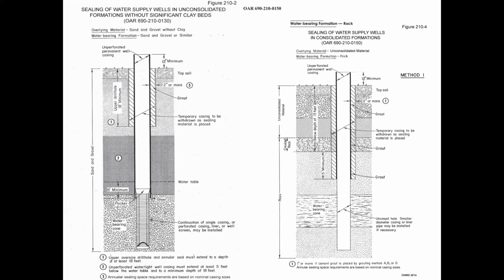The diagram on the right is showing the consolidated formation diagram, and the seal must extend at least 5 feet into solid, unfractured consolidated rock overlying the water-bearing rock formation below a depth of 13 feet.